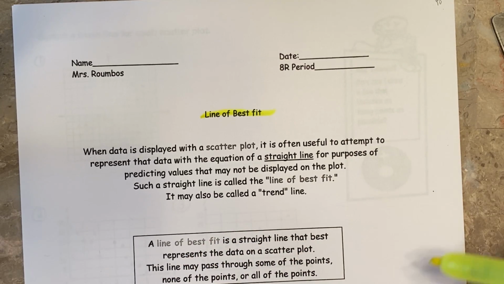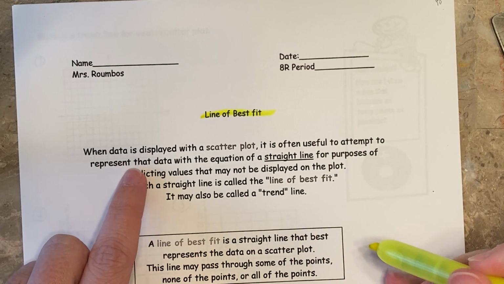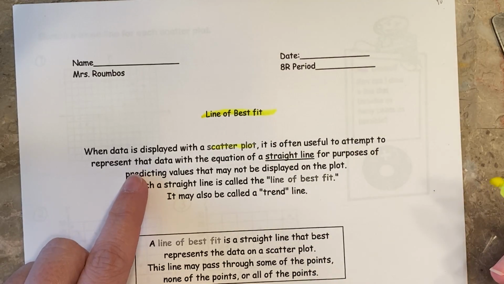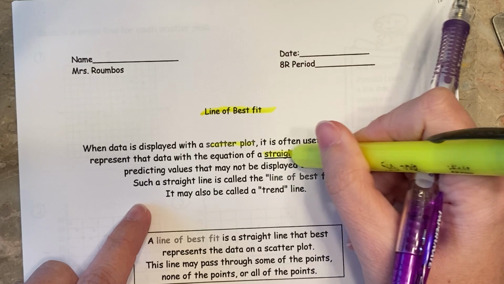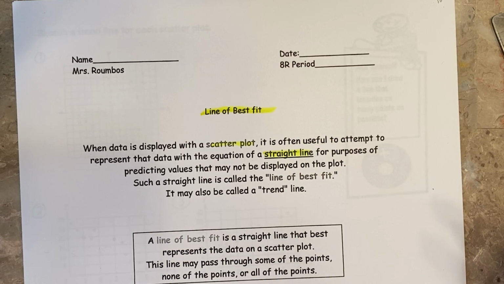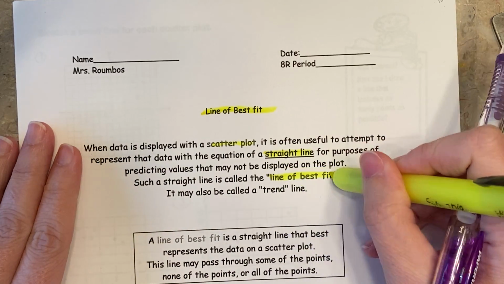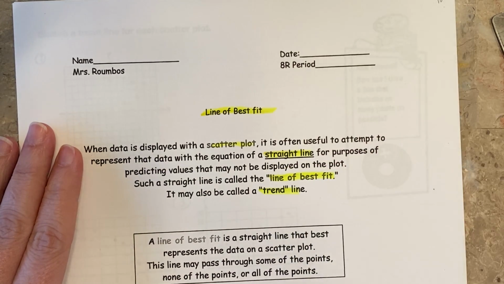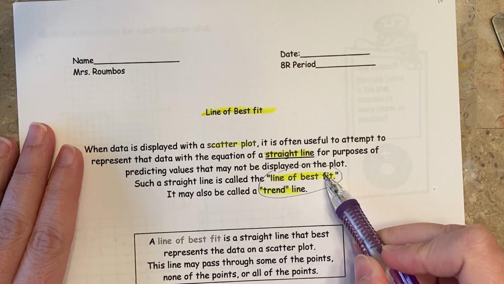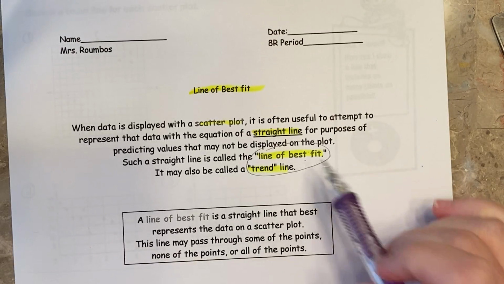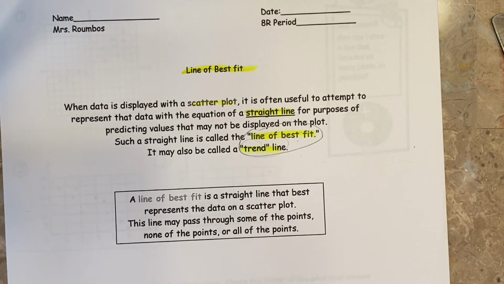All right, when data is displayed with a scatter plot, it's often useful to attempt to represent that data with the equation of a straight line for purposes of predicting values that may not be displayed on the plot. Such a straight line is called a line of best fit, but it's also called a trend line. So these two things are the same exact thing. I'm going to be interchanging them in this worksheet. Make sure you know this for your quiz in the future.